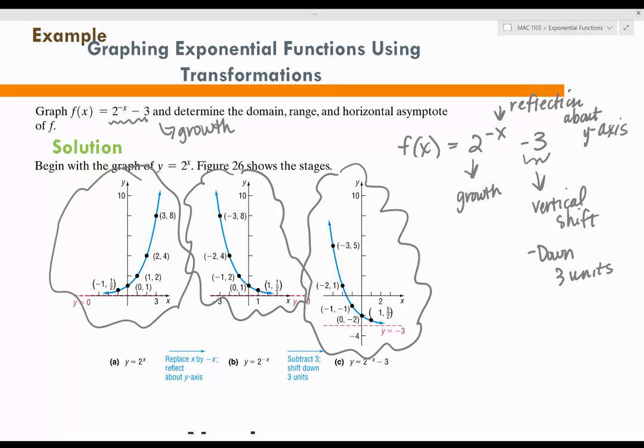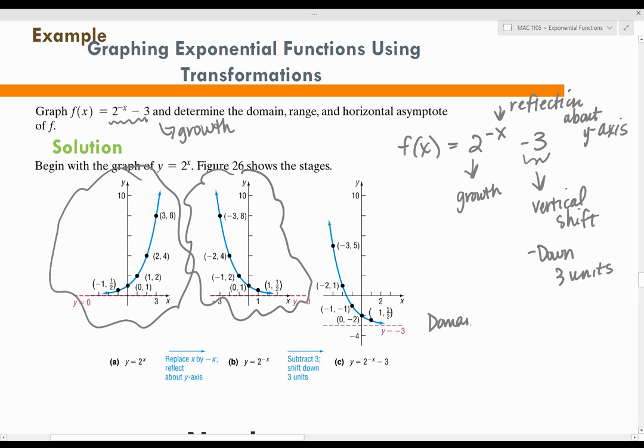Now let's answer the other questions. They want to know the domain, the range, and the horizontal asymptote of f. The domain is your x values. For this exponential function, our domain is always going to be negative infinity to positive infinity, all reals. For our range, remember your range is your y values. So our range is all the way from, can you spot it? It would be from negative 3, with a parenthesis, all the way to positive infinity.